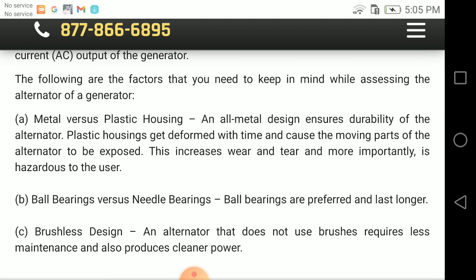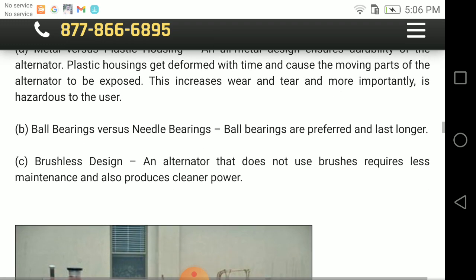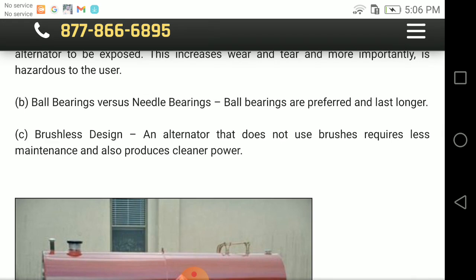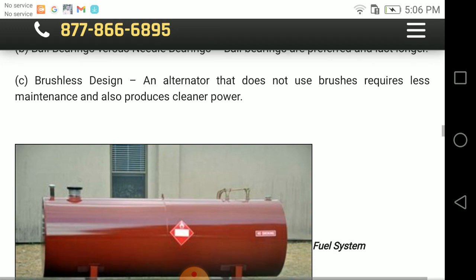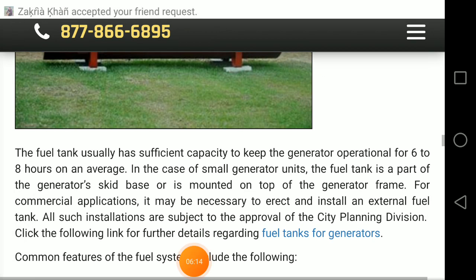Ball bearing versus needle bearing. Ball bearings are preferred and last longer. Brushes design: an alternator that does not have brushes requires less maintenance and also less clearance.